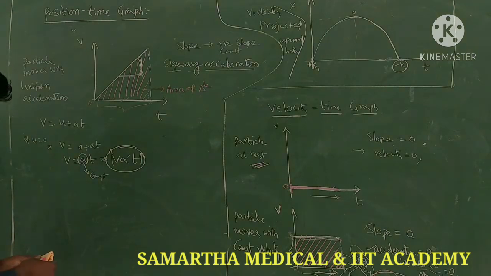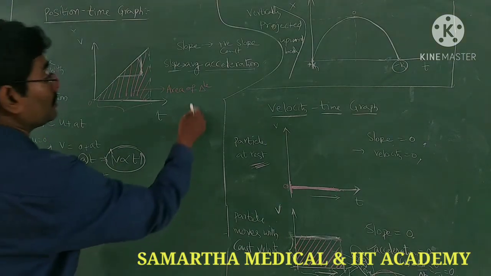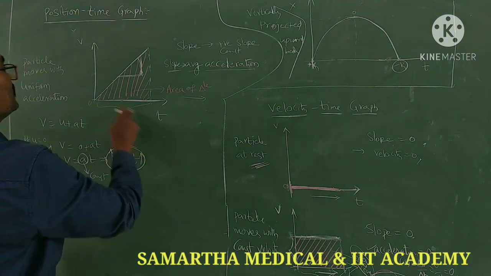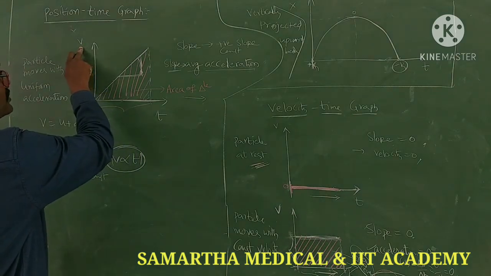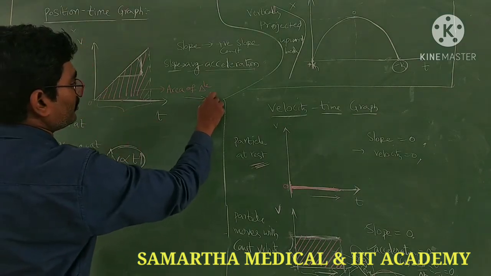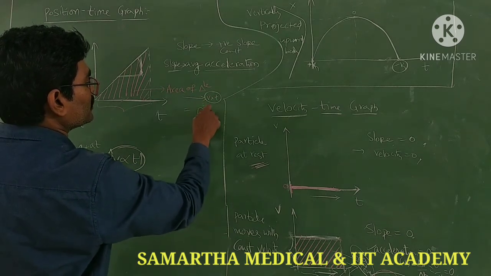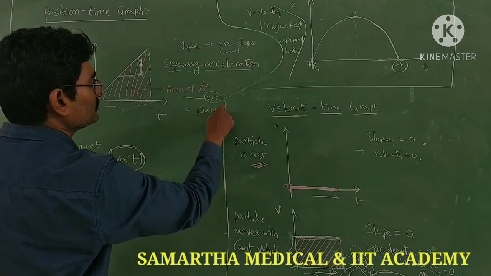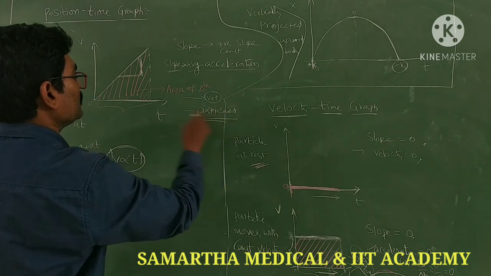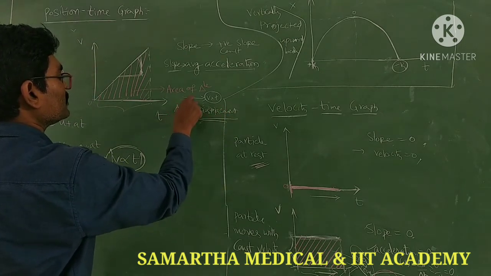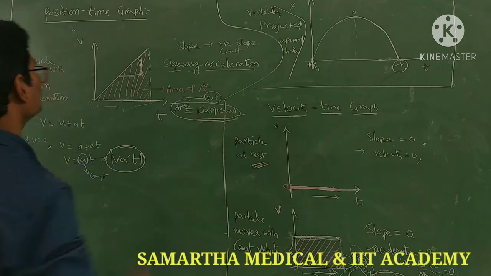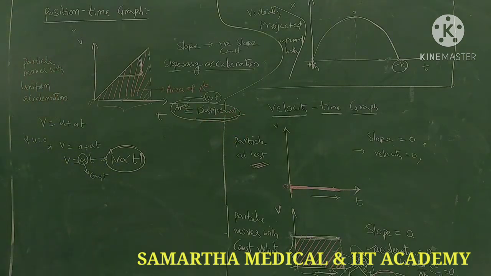The area of the triangle gives you the product of velocity and time. So the product of velocity into time gives you displacement. So the area covered for this velocity time curve gives you displacement. Similarly, this is the case of a particle moving with uniform acceleration.